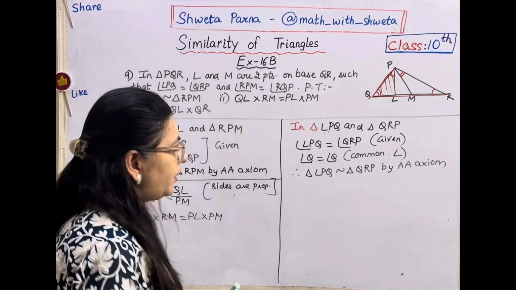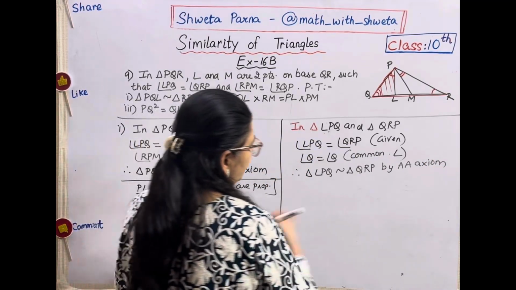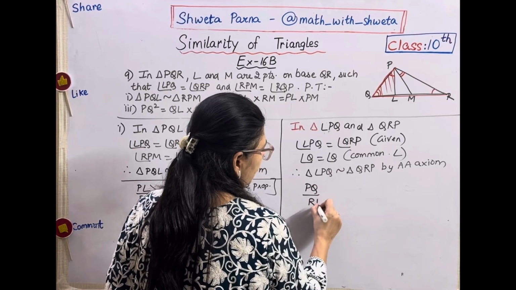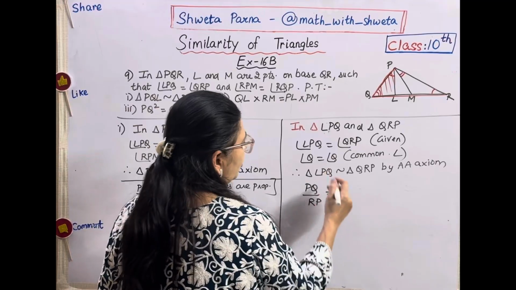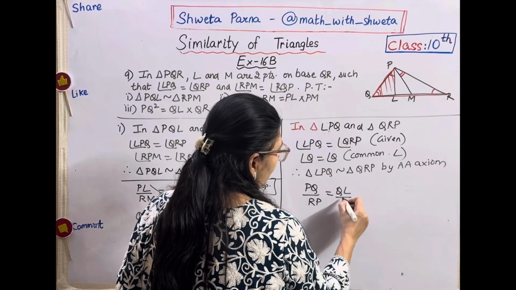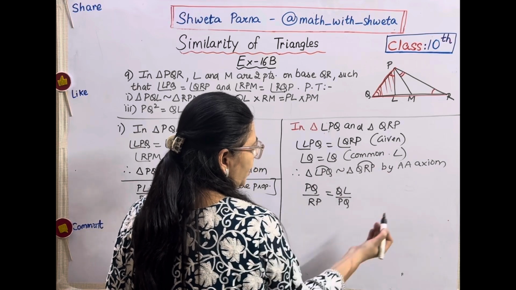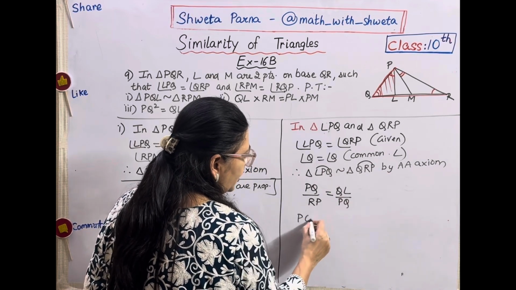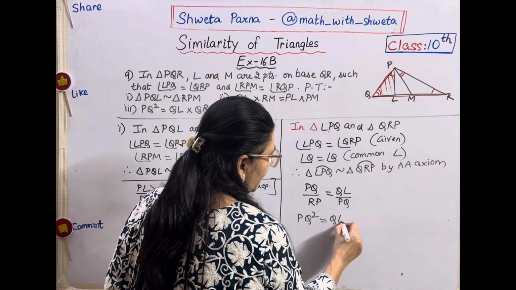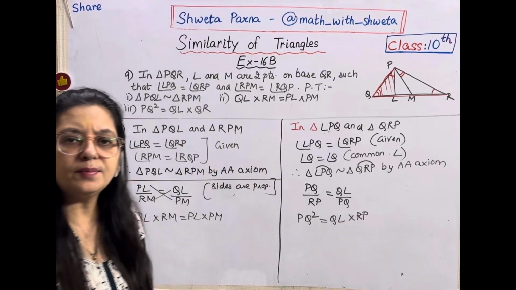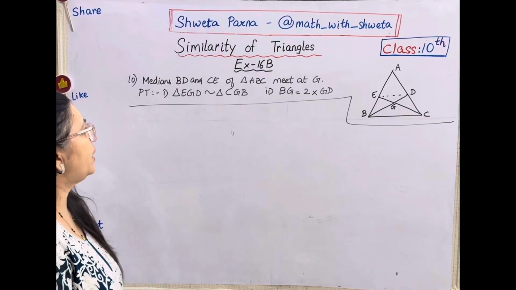Now let's solve it. What do you want? PQ. So let's take this PQ. PQ upon RP is equal to, what else you need? QL upon PQ. Right? QL upon PQ. Cross multiply. PQ square is equal to QL into RP. Proved. Clear? Let's go to question number 10.